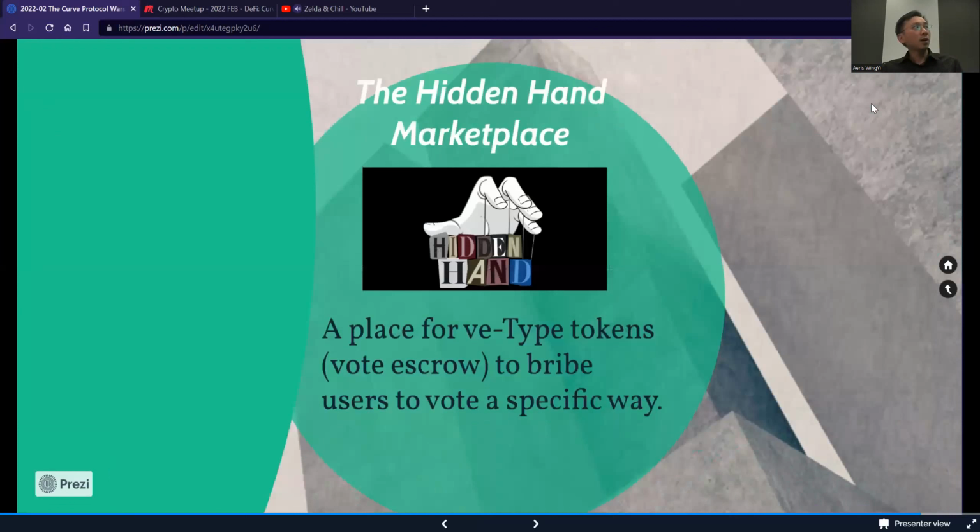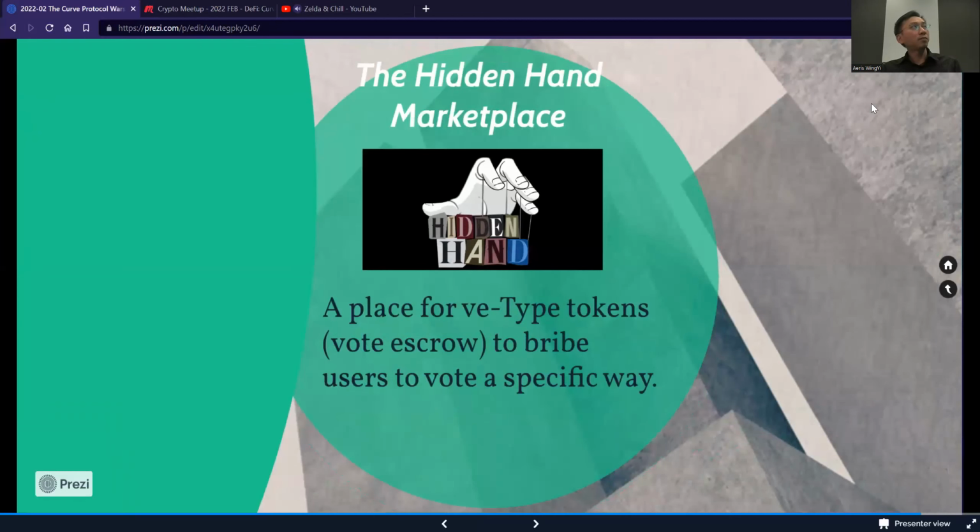And then the next thing with the bribes, which I discussed previously. So bribing, I mean, this has always been around, but I guess it's really picking up steam with all this Curve War and all this other stuff in DeFi. So this project hasn't even been released yet. It's called the Hidden Hand Marketplace.